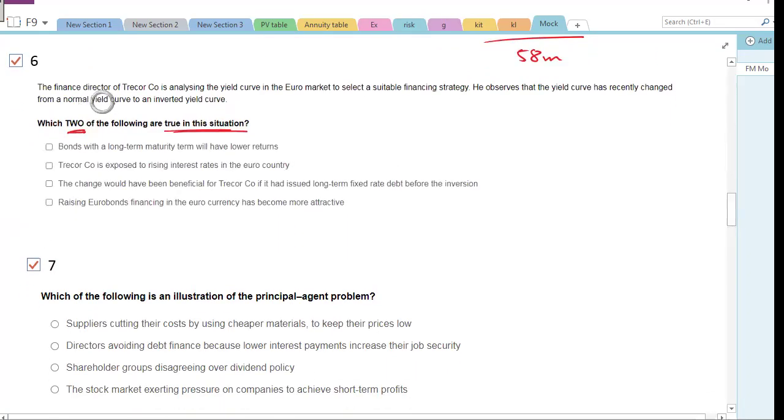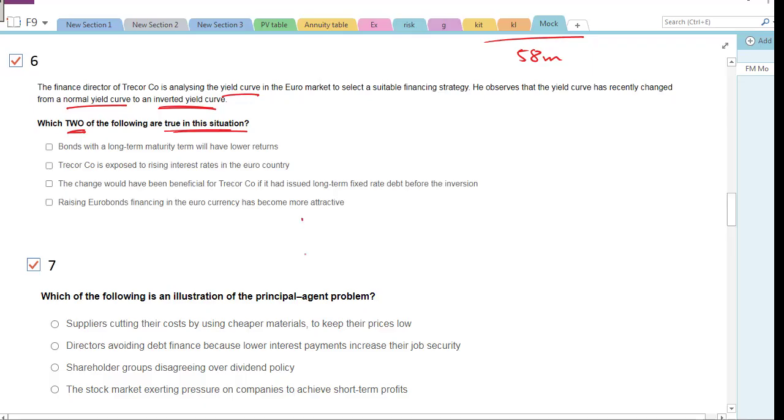Okay, the finance director of Tracker is analyzing the yield curve in euro market to select a suitable financing strategy. He observes that yield curve has recently changed from normal yield curve to inverted yield curve, right? So just in case you don't remember the normal and the inverted yield curve, let me show you in here.